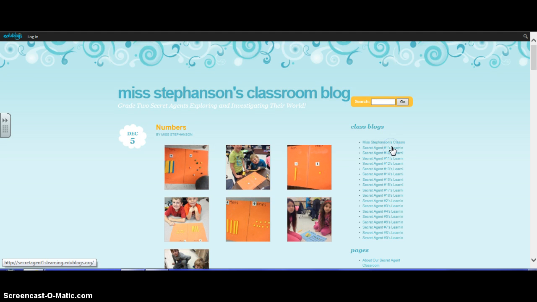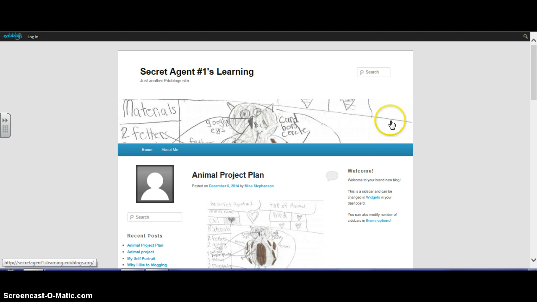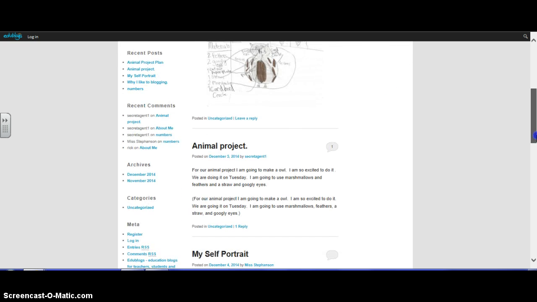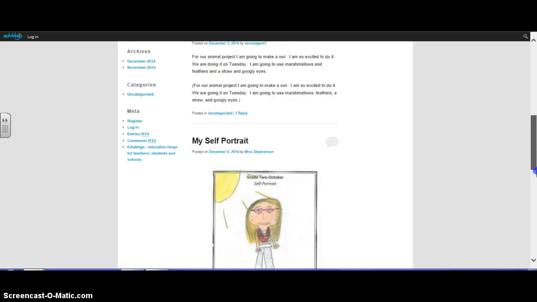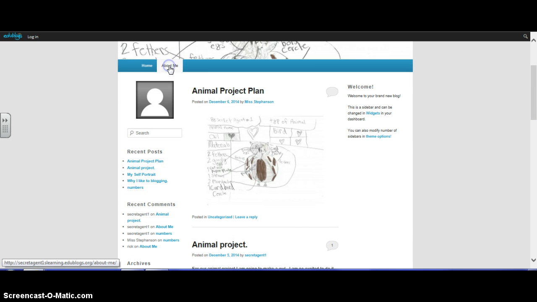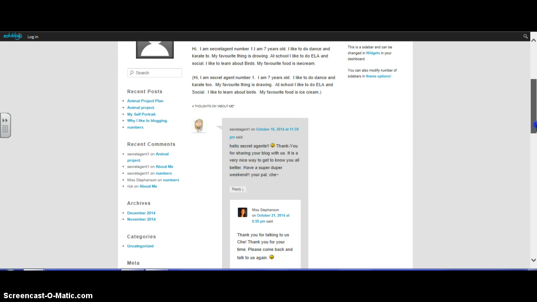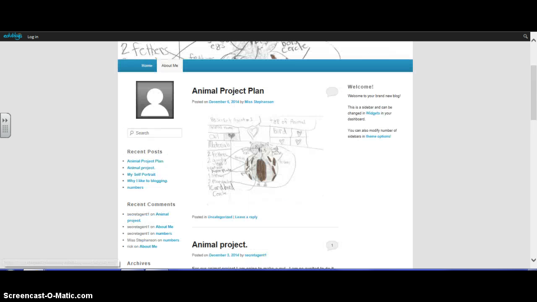One other thing I forgot to point out is every student also changed their header. So some of them have pictures of their projects, some of them have pictures of their work. And also you can see when they've added in comments. Like for example up in here, every student also has an avatar now. So their avatar is their self-portrait to, again, keep their personal identity safe.